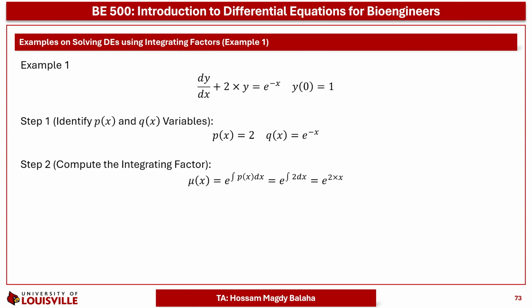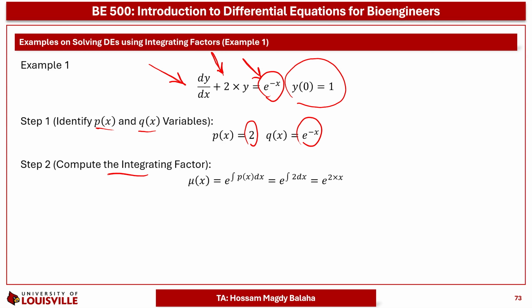Let's apply that with an equation. If you remember this example, it was not separable when we dealt with the separation, because we cannot separate dy and dx individually. Now in this equation, we have an initial condition y of 0 equals 1. So the first step is to identify p of x and q of x. And in this case, as mentioned, p of x will be the one attached to y, which will be 2, and the q of x will be the other one, which will be the exponential of negative x.